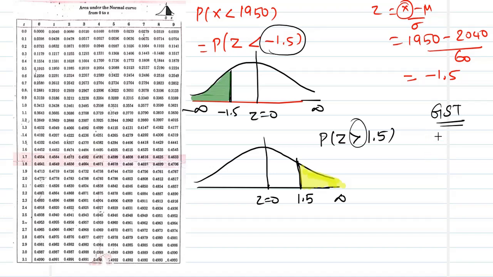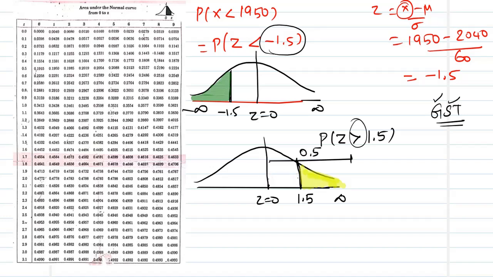So what you will have to do? You will have to go for subtraction. Greater means subtract. From where you will subtract? The table can read only from the beyond portion. So from your 0.5, subtract this value which is available from 0 to 1.5.